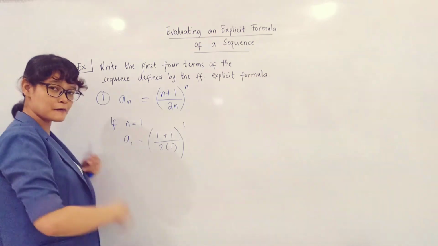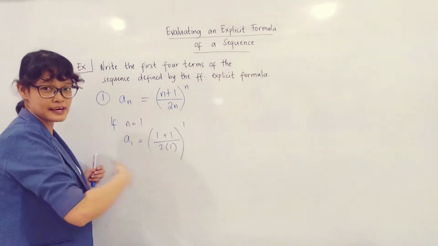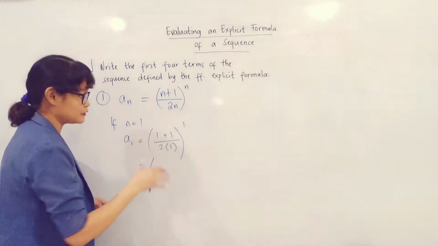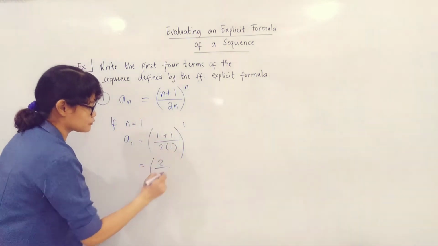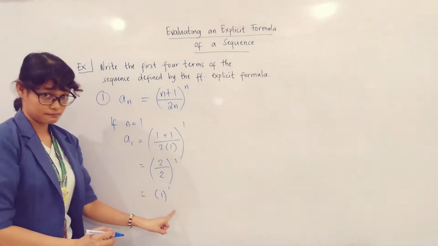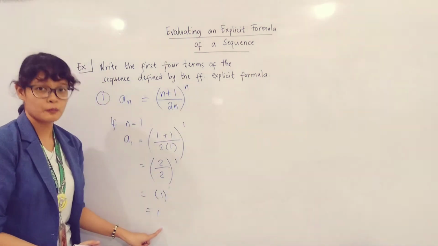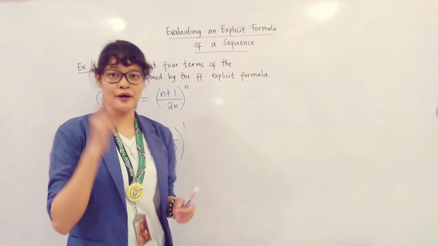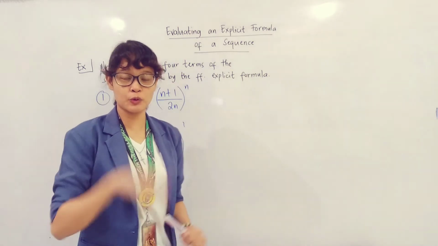Okay, so let us now proceed to the third step. Let us simplify. So you have 1 plus 1, PEMDAS rule, so 1 plus 1 you have 2, over 2 times 1, you have 2. Simplify this one first, so you have 1 raised to 1, so that is equal to 1. Therefore, this is our first term. For our second value, we will let n be equal to 2.